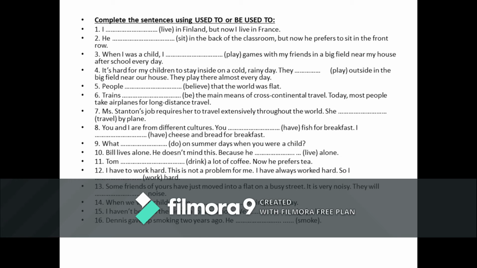Question number 10. Bill lives alone. He doesn't mind this because he dots live between brackets alone. That means that it's not the first time to live alone, so the answer will be is used to living.